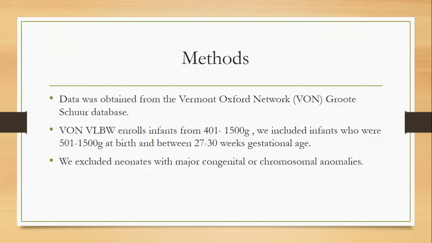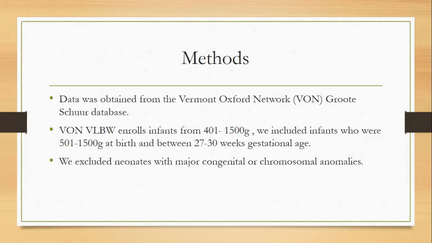So it's actually a very low birth weight database, which enrolls infants from 401 grams to 1,500 grams. So only the small babies or the tiny tots are included in this network. So we included infants who were between 501 to 1,500 grams at birth and between 27 to 30 weeks gestation. So we chose 27 to 30 weeks gestation because we wanted to capture both the SGA and the AGA who are within the weight band 501 to 1,500 grams.